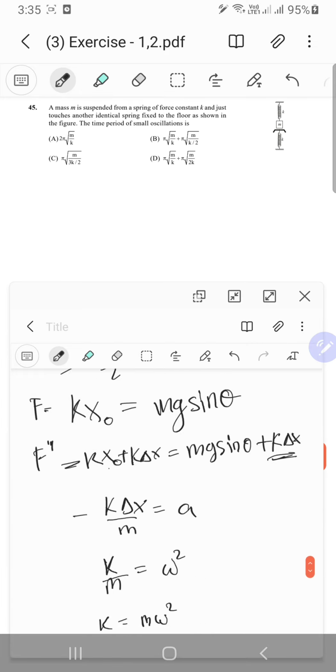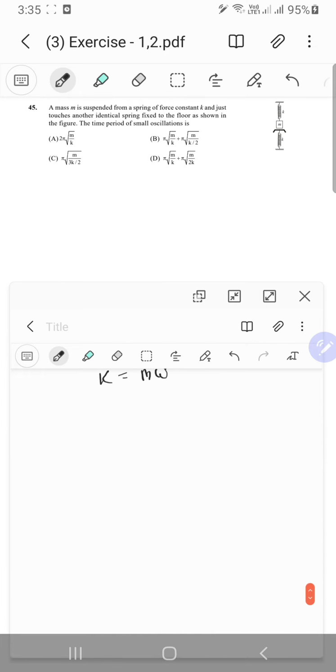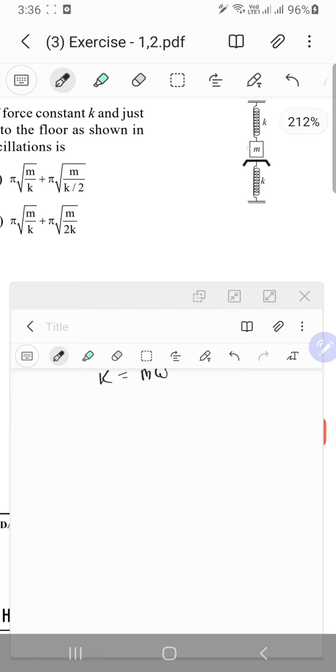Next question. A mass m is suspended from a spring of force constant k and just touches another identical spring fixed to the floor as shown in the figure. Oh, it just touches, right? The time period of the small oscillation is... okay. Wait a second, it's not attached to this spring. Well, that's problematic.